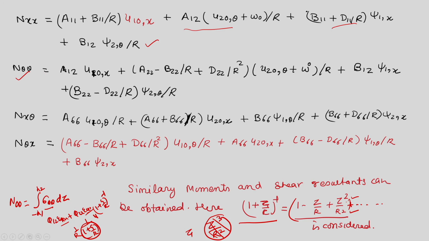N theta theta is written like this: A12 u10 comma x, A22 minus B22 by r plus D22 by r square u20 comma theta plus W naught upon r, and B12 psi 1 comma x, and this is the coefficient. I have explained this for Nxx and N theta theta. By following a similar procedure, one can get the expressions for N x theta and N theta x. When we get expressions like this, they are known as the shell constitutive relations.